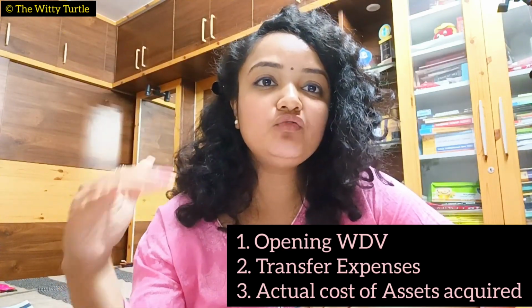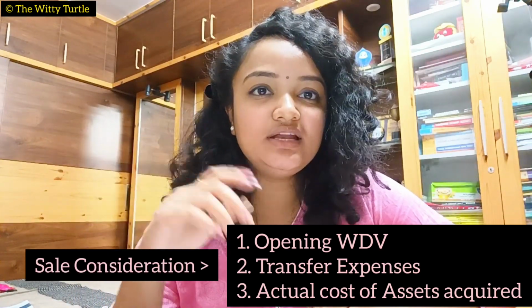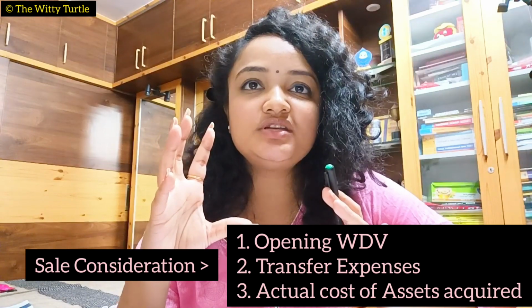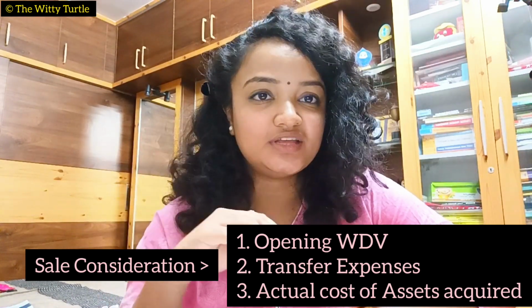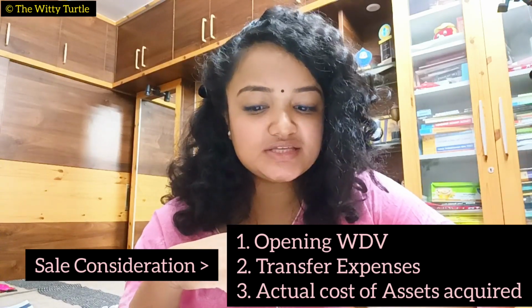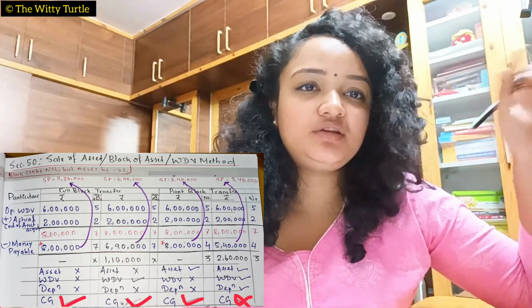So the aggregate of all these three things, if the sale consideration is more than the aggregate of these three things, so what happens? In this case, the excess amount is deemed to be short term capital gain. Now in the example, look at the third case where it is written that part block transfer, right?